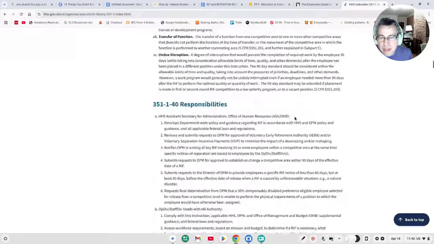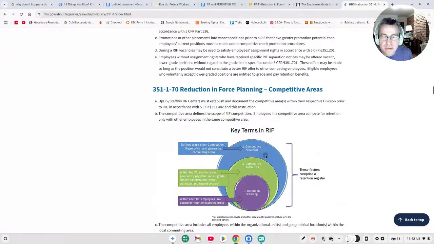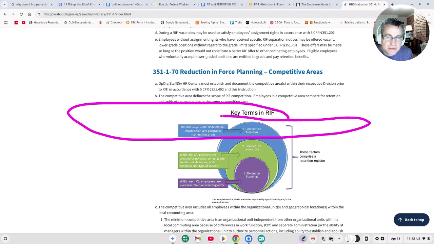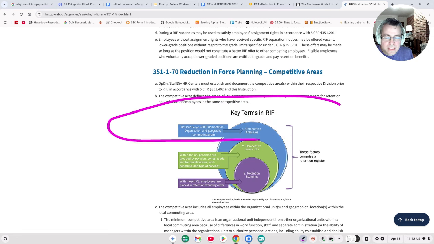So this is from HHS, and I mentioned this in another video, but first they're going to decide the competitive area. So which geographic area and which sections are going to be RIF'd. And then they'll determine the competitive levels, which is based on pay and job title description and stuff like that. So an example of this would be, let's say the agency had a large IT department and they decided to get rid of that and outsource it to contractors, as many agencies do.